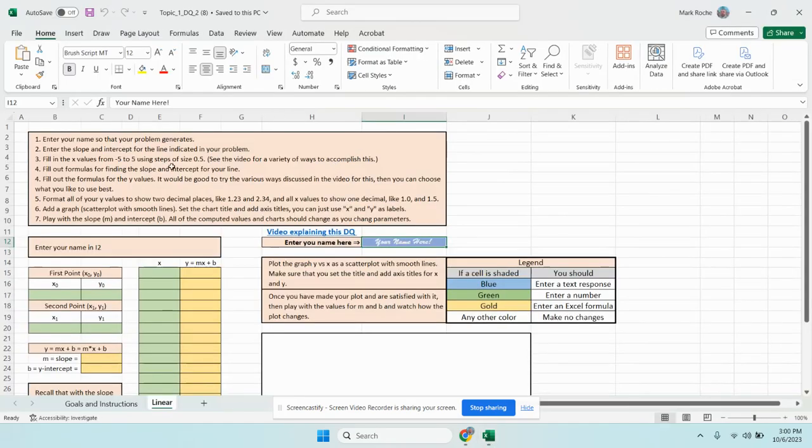Okay, so let's just go through this together, the first couple steps, anyway. So, step one: enter your name so that your specific problem generates. So I will just replace this with my name. Okay, so there the problem generated in the box.